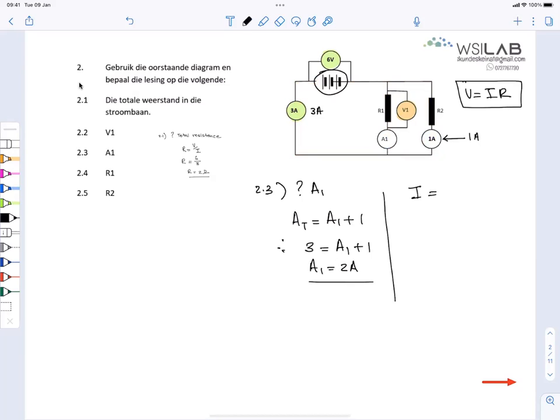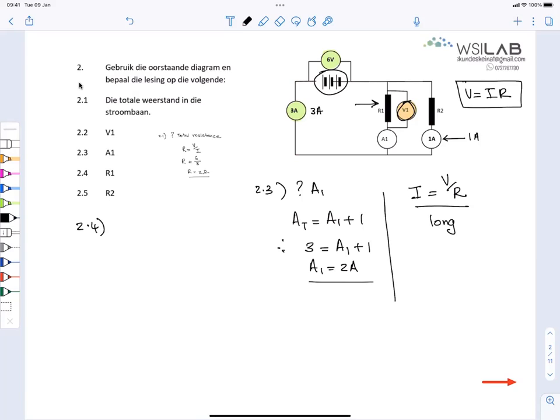The current is the potential difference divided by the resistance. So do I know the voltmeter reading there and the resistance? No, I don't. If I had the resistance there, I could have calculated the voltmeter reading, or I can get the voltmeter reading. So that's a long method now because you have to work out a couple of other things. So we're not going to do that. We're going to do 2.4 first.